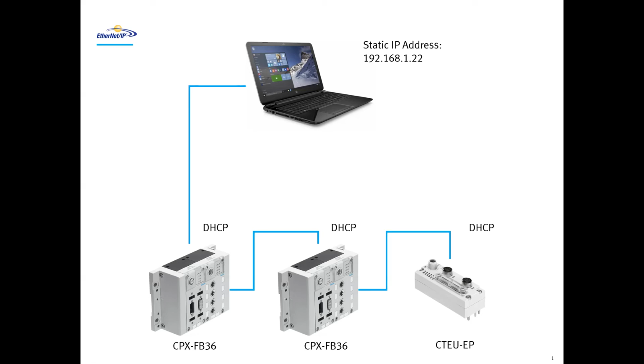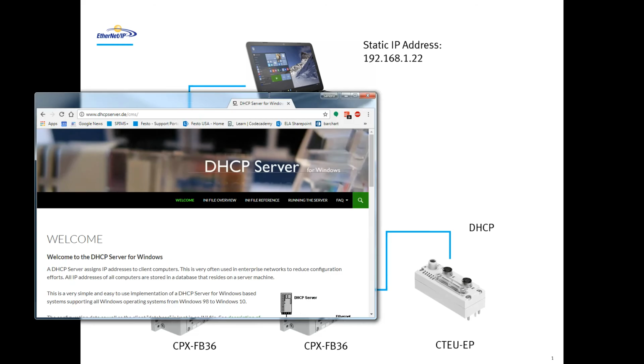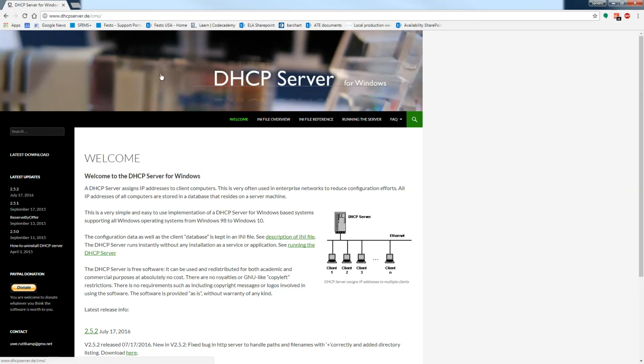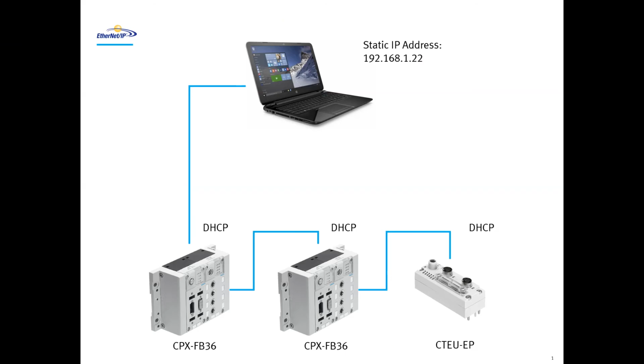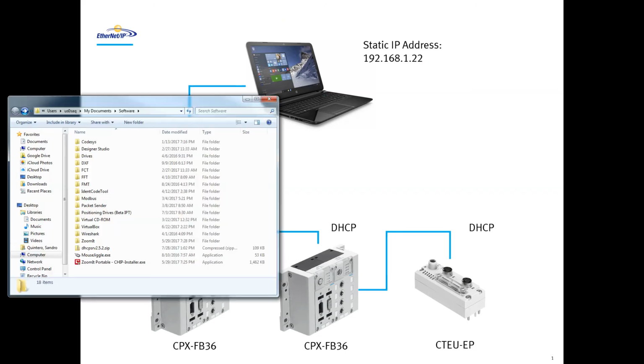you can use BOOTP and look for each device, or you can use a cable provided by Festo and assign each device individually. In this case, I want to try a different approach. I want to try using a DHCP server. This DHCP server, I downloaded from this website, dhcpserver.de, and I'm going to run version 2.5.2. I already downloaded that.